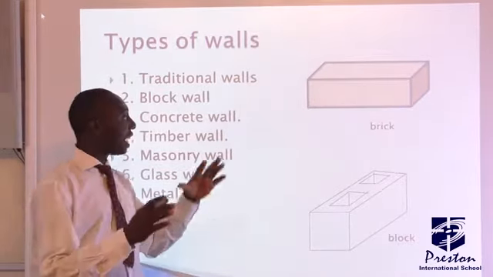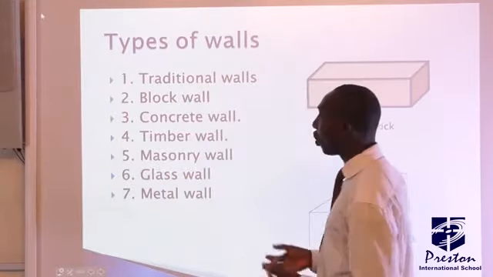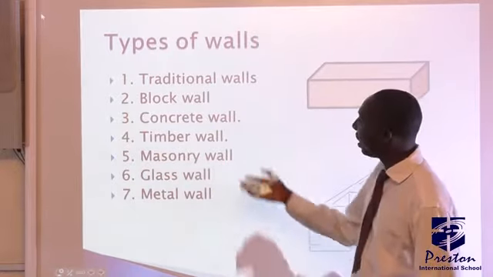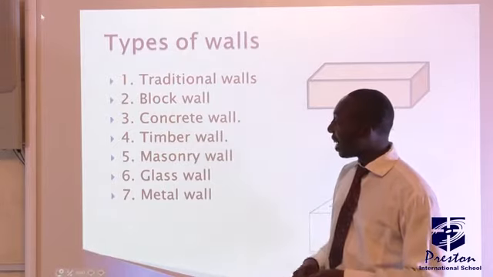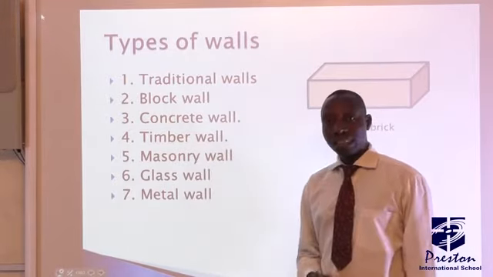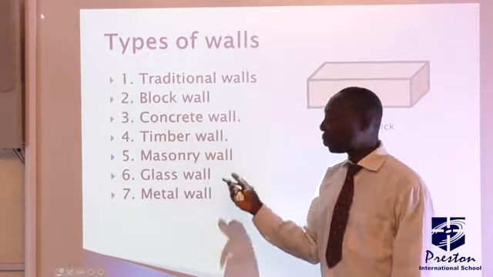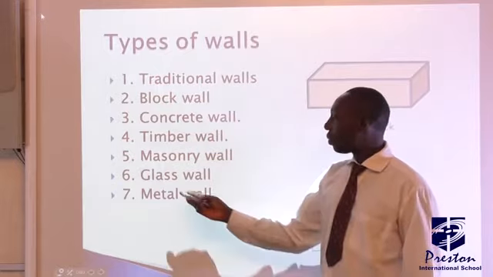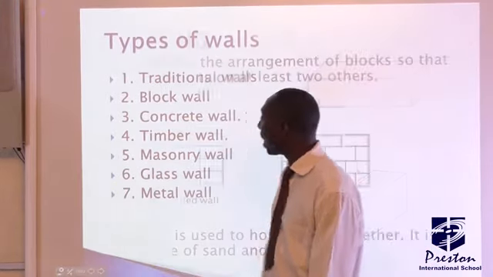Let's look at the types of walls that we have. Traditional walls are the ones made of mud, that is a mixture of ordinary soil from the ground. Then we have block wall like this, a concrete wall made of sand, cement, and granite. Timber wall, we call it the wooden wall. Masonry wall refers to the building made of stone, while we have glass wall and of course the metal wall.